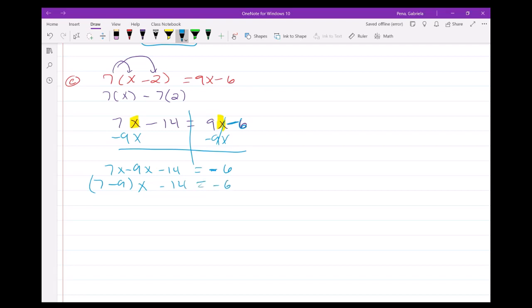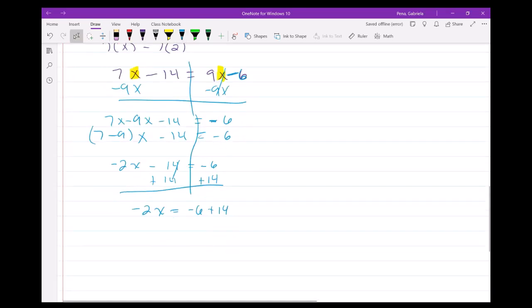If you have to rewrite it like this, but if you know, hey, I have to subtract those. What's 9 minus 7? It's 2, but because the 9 is bigger, it's a negative 2x. Minus 14 equals negative 6. I have to add 14, add 14. So I have negative 2x equals negative 6 plus 14. I see one negative, one positive number, so that means I have to subtract. 14 minus 6 is 8. 14 is bigger, so it's positive, so it stays positive.